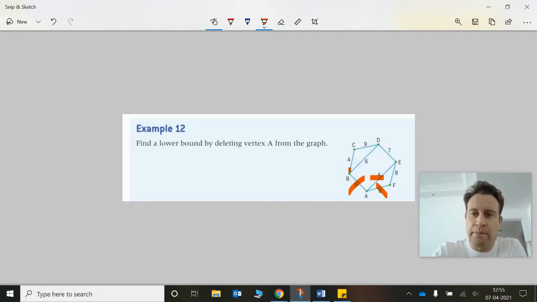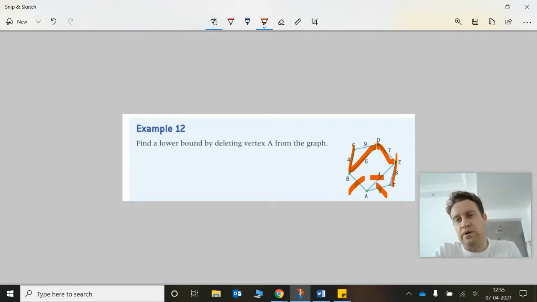So let's start at B. I'm going to add the length of 4. Then to C or B, the lowest length is 6. I'm going to add the 6. Then to B, C, or D, the lowest length which doesn't complete a cycle is 7. And then I've only got one option left to connect F because A is not included in this graph now. And so we're going to include F. So that's our minimum spanning tree which we've created.